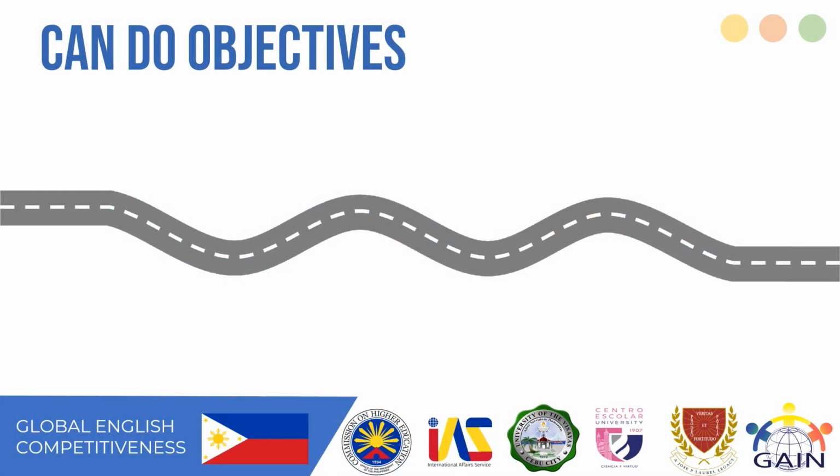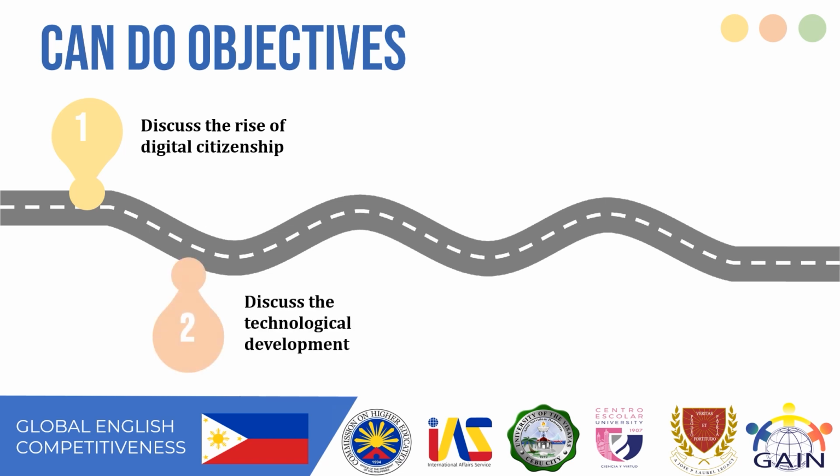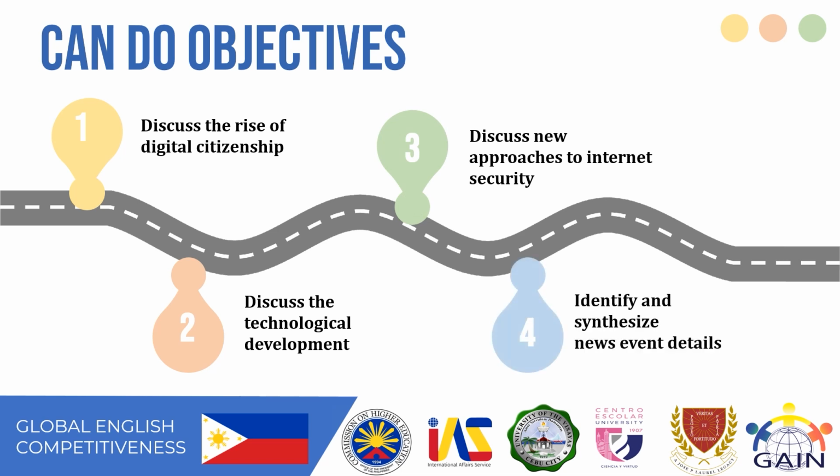To recap, we have four can-do objectives in this unit. First, to discuss the rise of digital citizenship. Second, to discuss the technological development. Third, to discuss new approaches to internet security. And fourth, to identify and synthesize news event details.